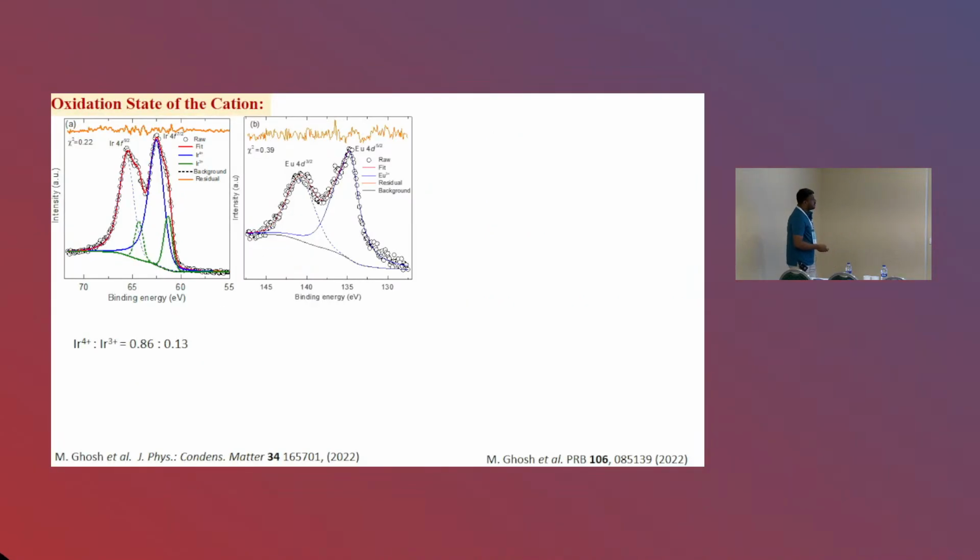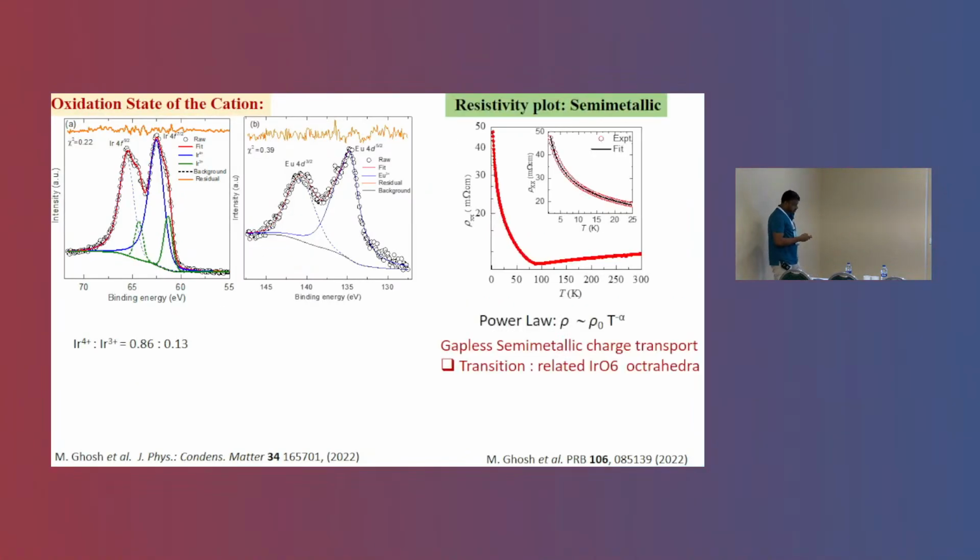Okay. Now this is the oxidation state. We have checked the oxidation states of both cations, Y3+ and Ir4+. We saw that iridium does not have only one single oxidation state, rather it has two, 4+ and 3+, and we assign this to possible oxygen off-stoichiometry in the sample.